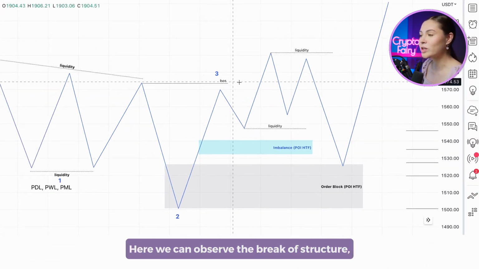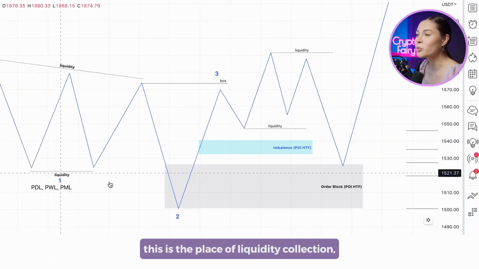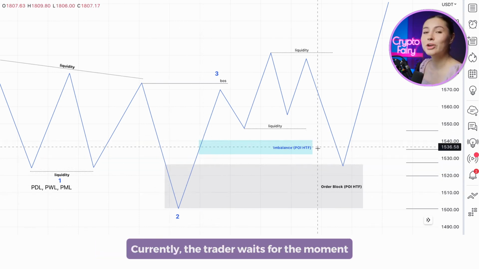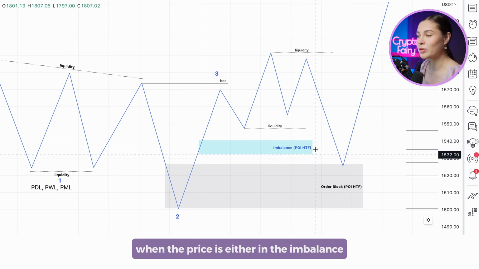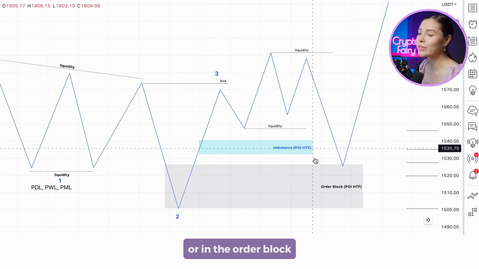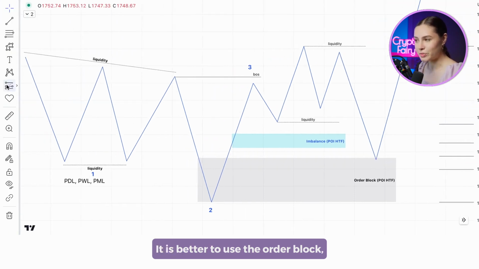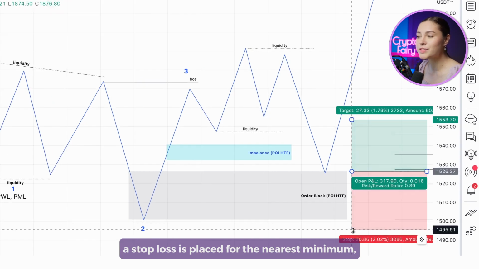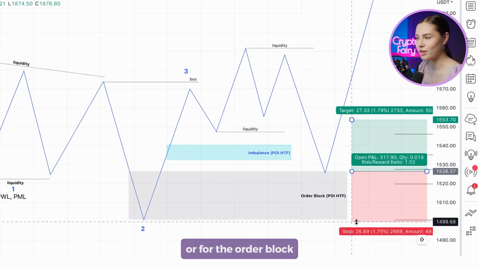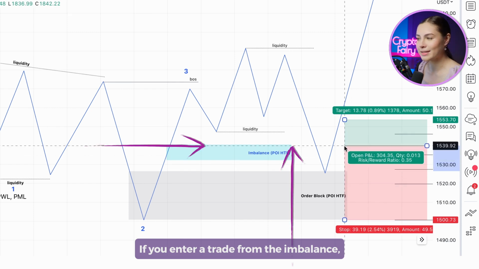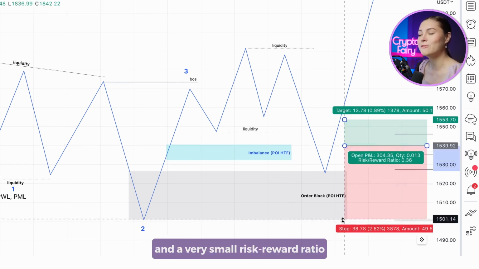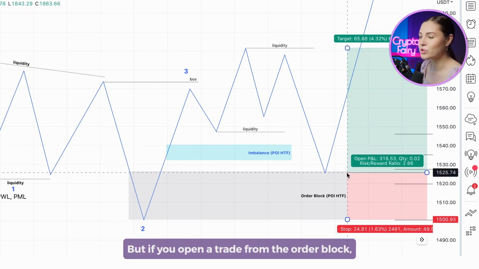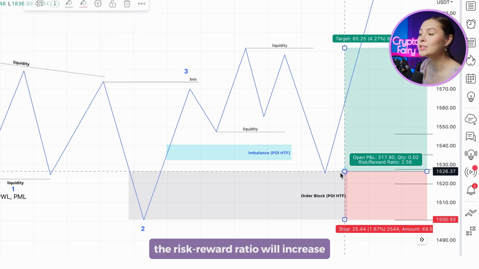Here we can observe the break of structure. This is the place of liquidity collection, and here the order block and the imbalance are formed. Currently, the trader waits for the moment when the price is either in the imbalance or in the order block. It is better to use the order block, since in this case, when entering a trade, a stop loss is placed for the nearest minimum or for the order block. If you enter a trade from the imbalance, you'll face a huge stop loss and a very small risk-reward ratio. But if you open a trade from the order block, the risk-reward ratio will increase.